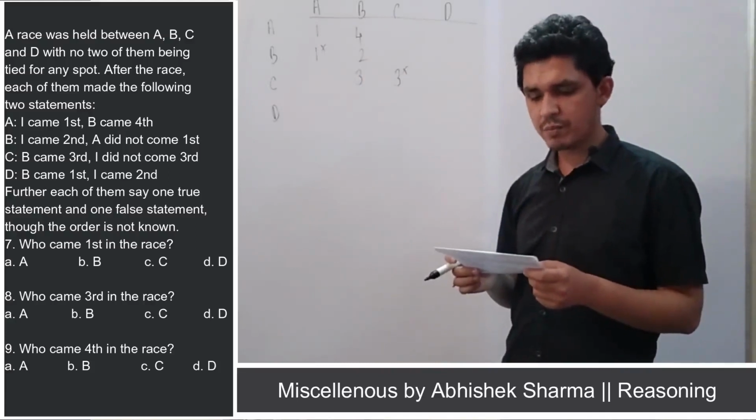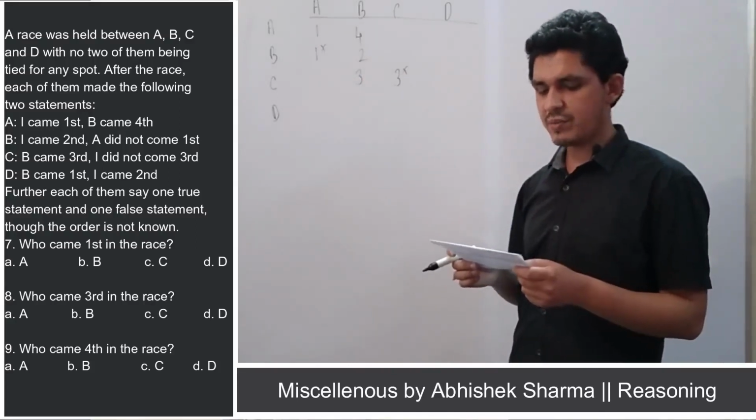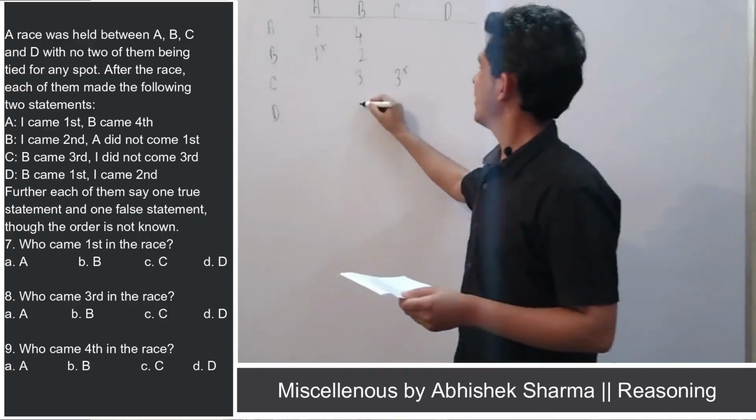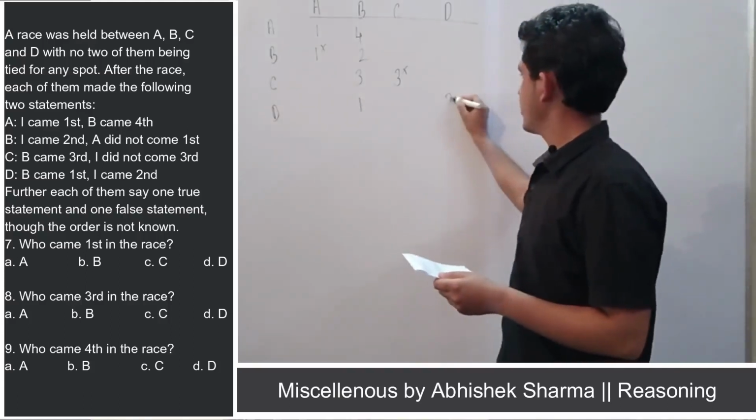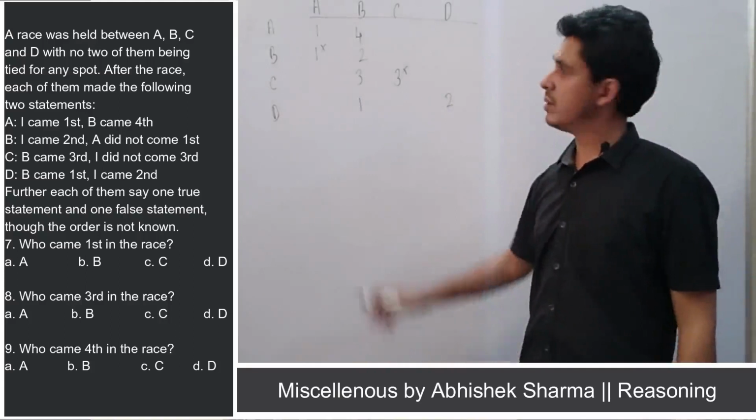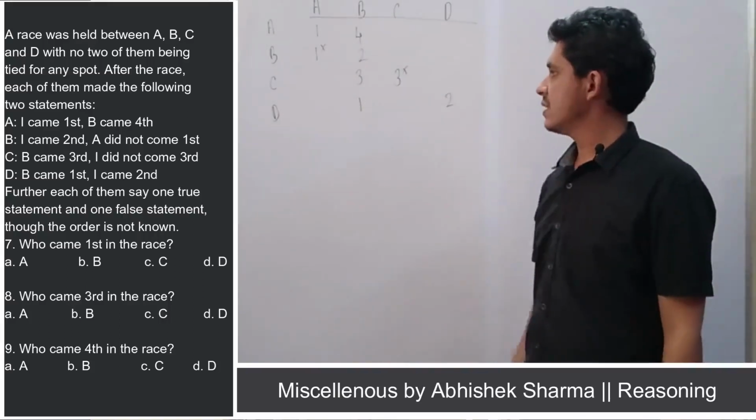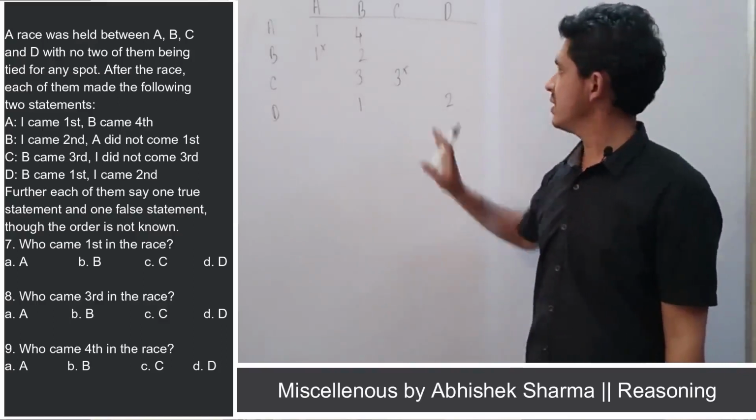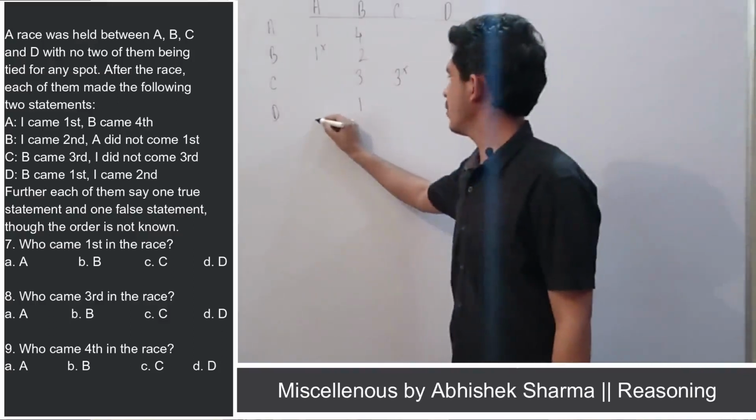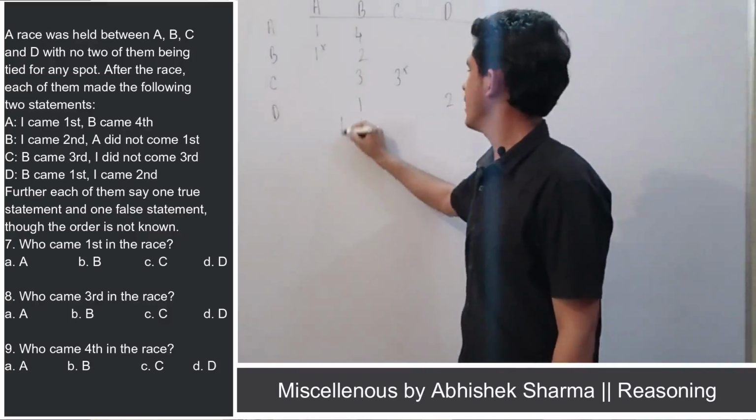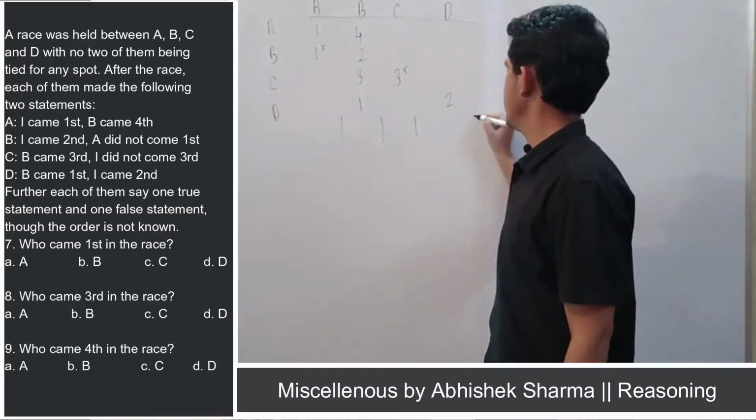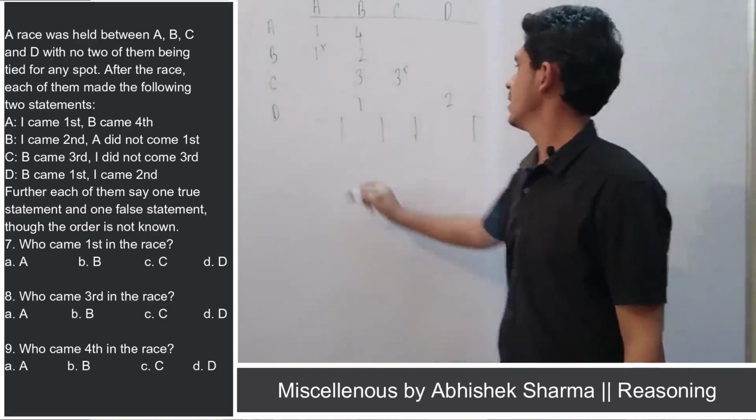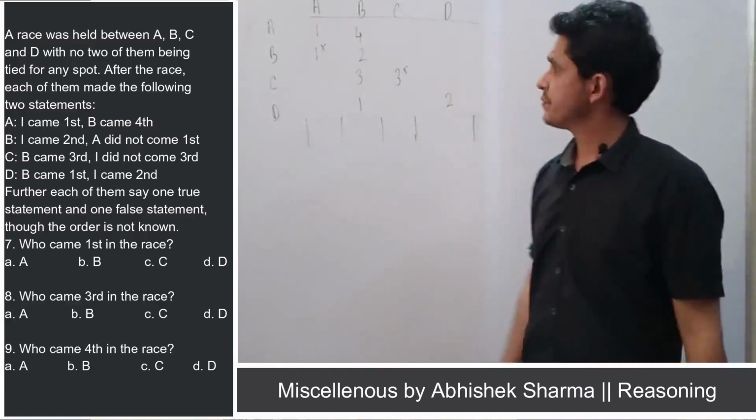Thereafter D says B came first and I came second. That means here B came first and I came second. This is A, B, C, D and the statements spoken by A, B, C, D. Then we have to find out the correct order of the race held between A, B, C and D, right? Okay, so let us check.